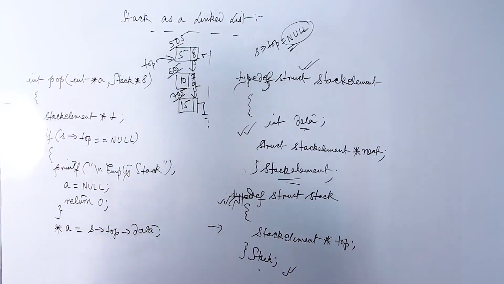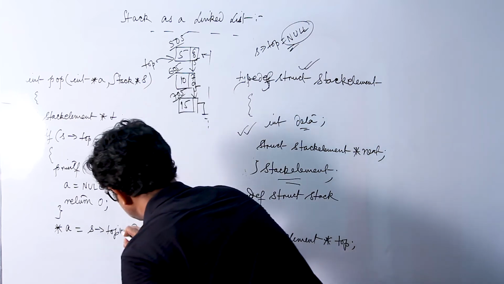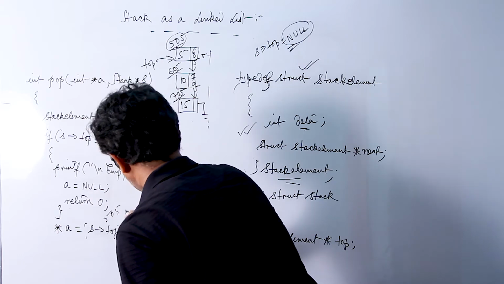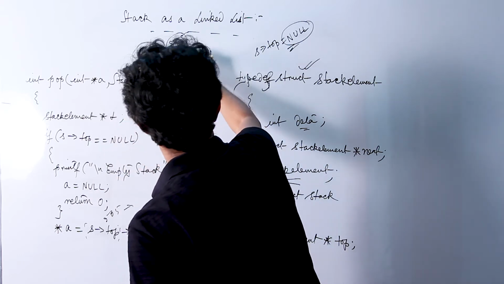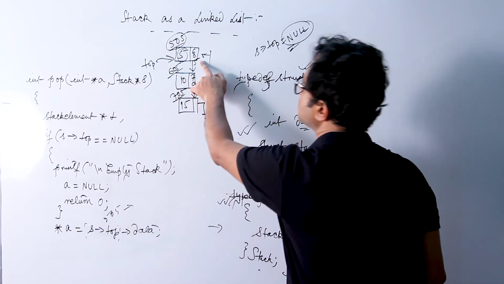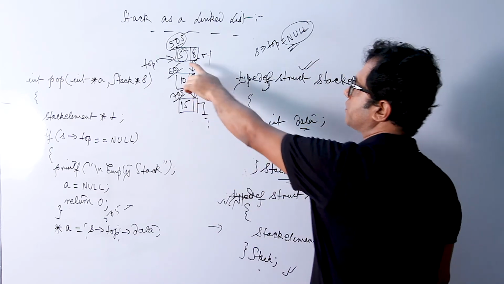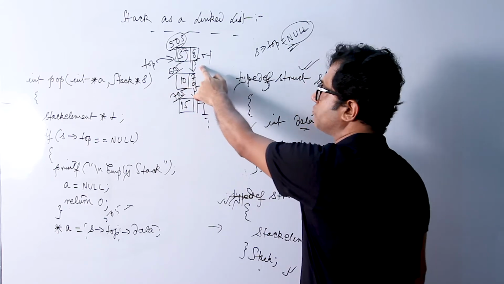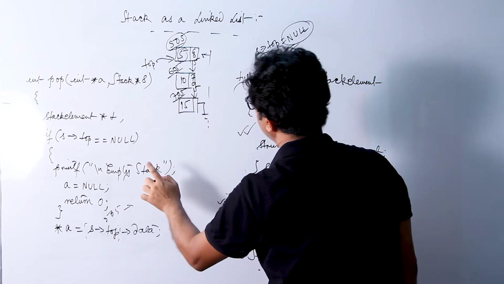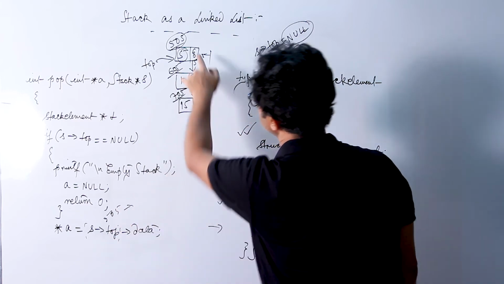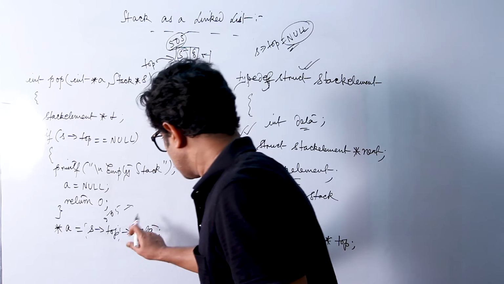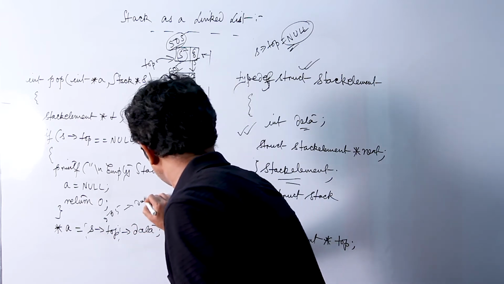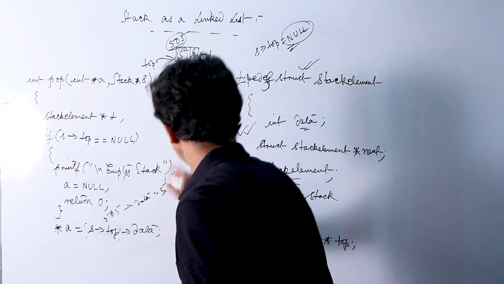So what does that mean? S arrow top means 505. And 505 arrow data means this part. 505 next means this 605. So 505 contains two parts, this data part 5 and the address part 605. So 505 arrow data means 5. So we are just going to write like this, S arrow top arrow data, that is 505 arrow data, that is nothing but 5 in this case.